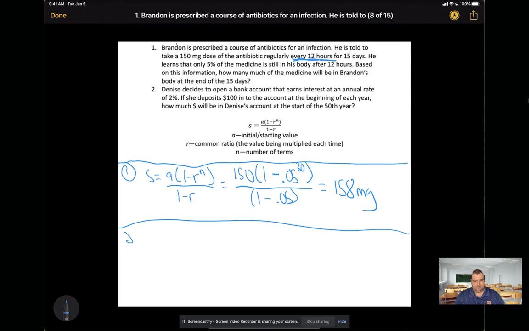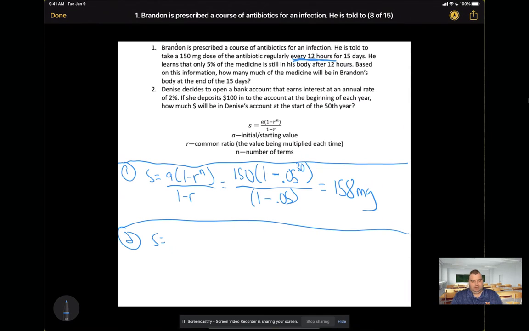Okay. Number 2, Denise decides to open a bank account that earns interest at an annual rate of 2%. If she deposits $100 into the account at the beginning of each year, how much money will be in Denise's account at the start of the 50th year?